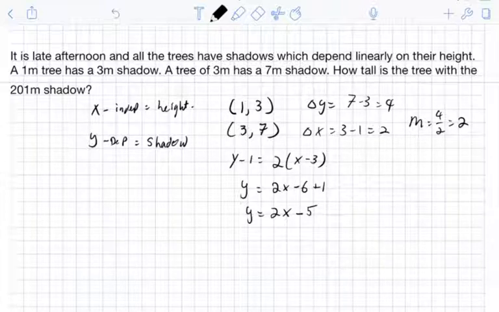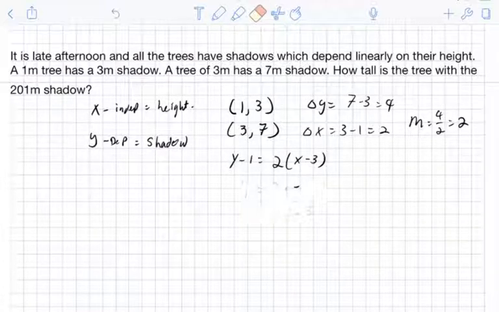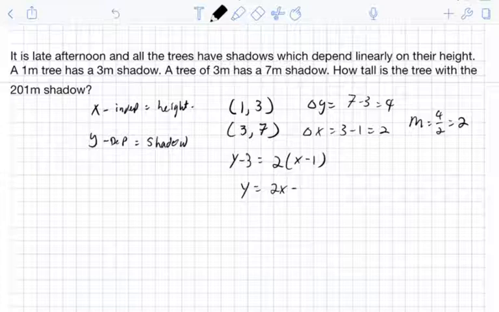Oh, you know what? I see what I did wrong there. I switched them. The independent variable is the height. So a 1 meter tree has a 3 meter shadow. There we go. So y is equal to 2x minus 2 plus 3. y equals 2x plus 1. Okay, cool. How tall is the tree with the 201 meter shadow?